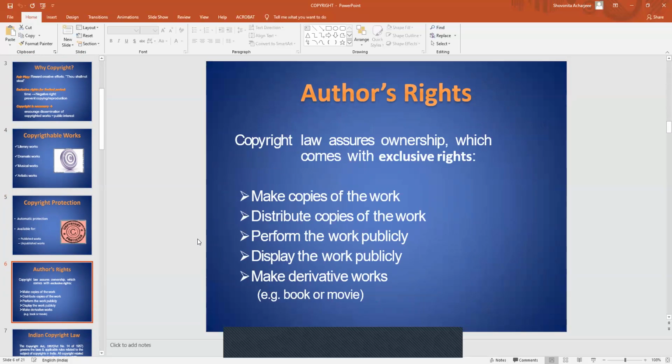If we talk about the concept of author's right, it is the exclusive right given to an author, in which he can make copies, distribute copies of the work, perform his work publicly, display his work publicly, and also make derivative work. That is, he can reproduce or redevelop his work in any mode. These are the certain kinds of rights given to an author, which are also known as his exclusive rights.